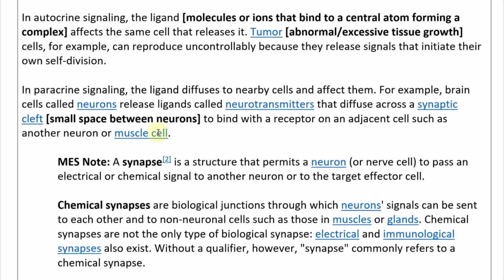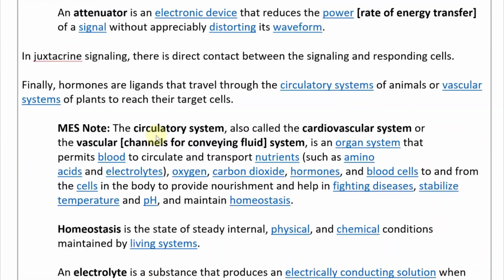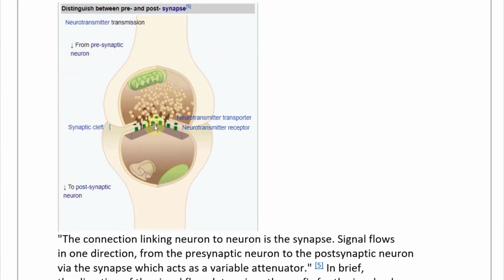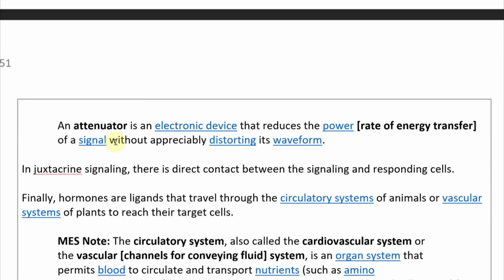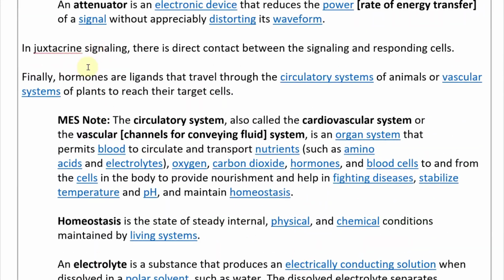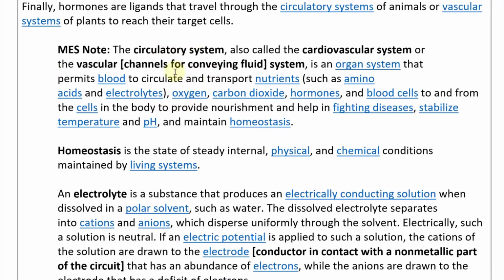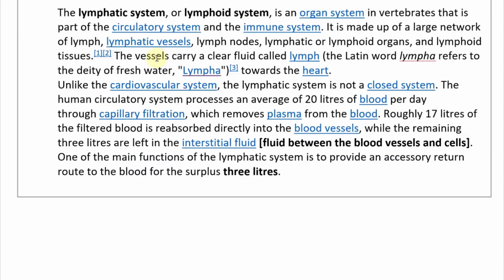And going over synapses and so on, there's a separation point right here, a junction, or synaptic cleft. And then in juxtacrine signaling, there's direct contact, so the cells are actually touching each other, and then they're signaling and responding accordingly. And finally, hormones are ligands that travel through the circulatory system of animals or vascular systems of plants to reach their target cells. And then I went over a tangent on the circulatory system, lymph nodes, and so on.